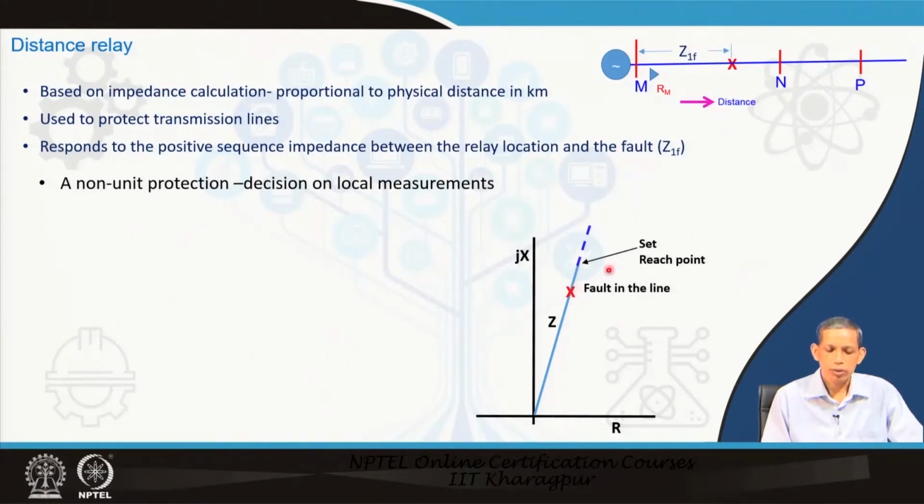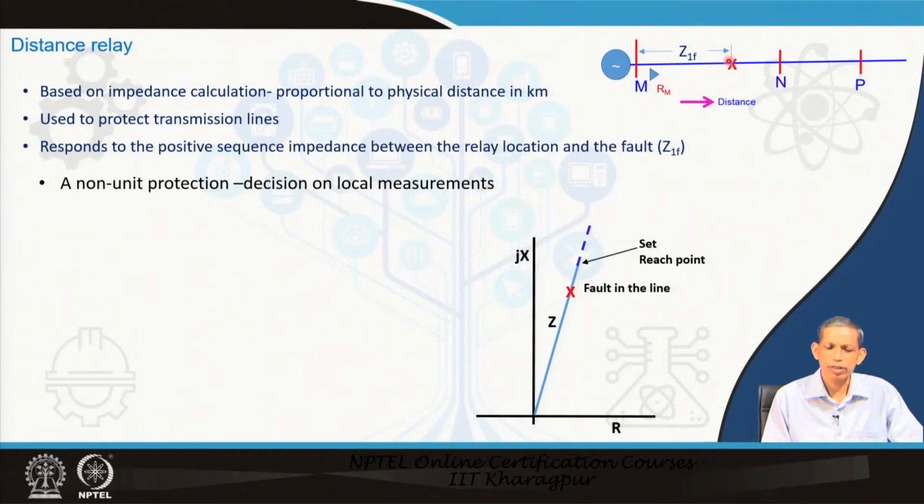Now, what we call the setting in the relay, which the relay compares with, is called the reach point of the relay. In terms of physical distance, we can theoretically say that MN is the section of concern. So, this MN has a positive sequence impedance. Based on this, for this relay we can set an impedance, and that is considered the reach point or the reach of the relay for the decision making process by the distance relay.